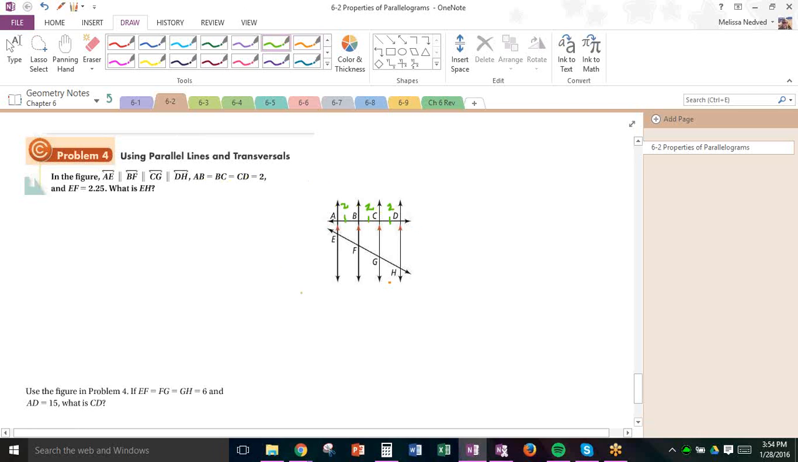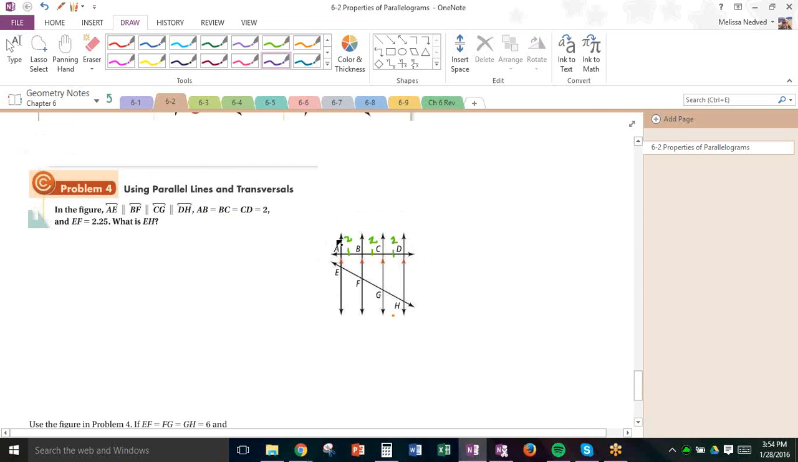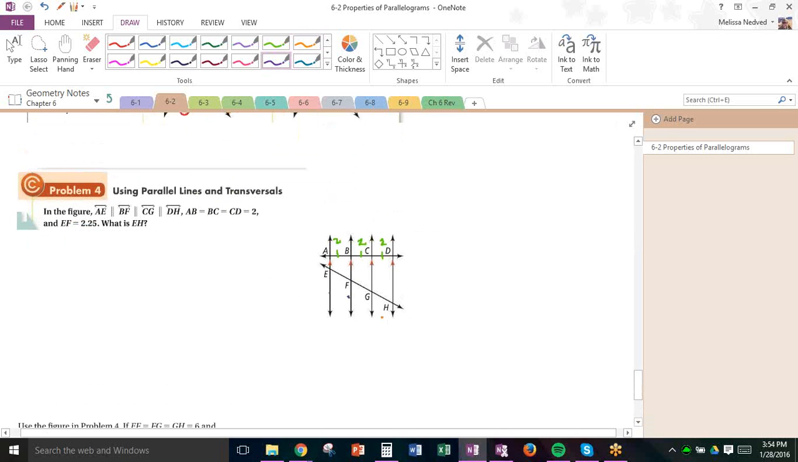So this is set up just like the beginning of that last theorem. If parallel lines are cut evenly by a transversal, then they're going to be cut evenly by all transversals. So notice here I have another transversal, and that's EH. Since AD was cut evenly by these parallel lines, I also know then that EH is cut into even pieces, meaning EF is the same length as FG, and it's the same length as GH.